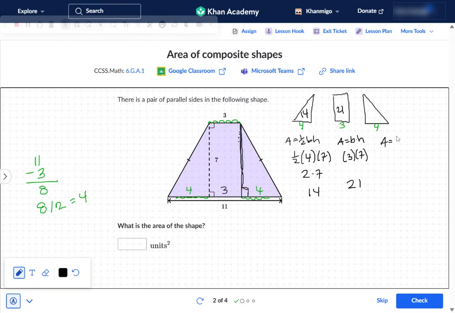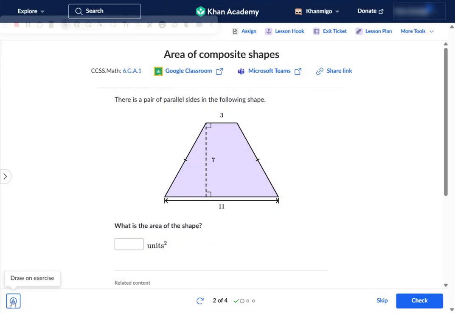And lastly, area of our triangle, half of base times height. Our base is 4 and our height is, again, 7. So that's going to be 2 times 7. So again, 14. And we can check what those are in a calculator.